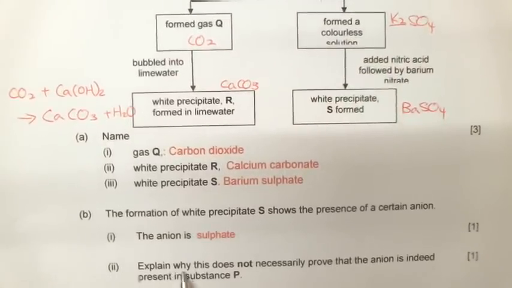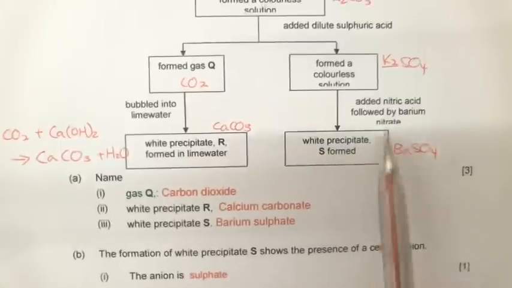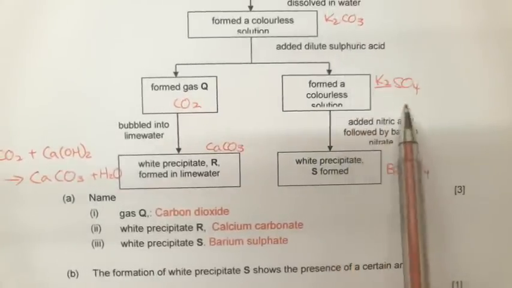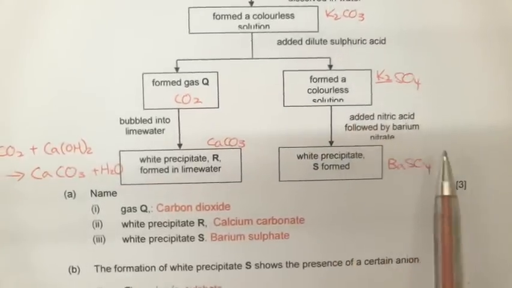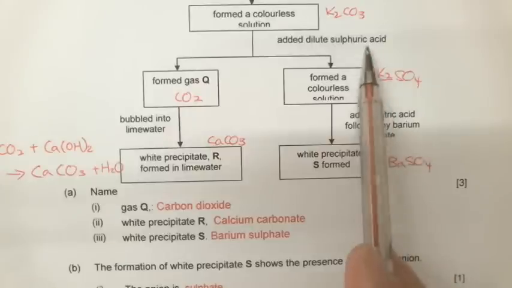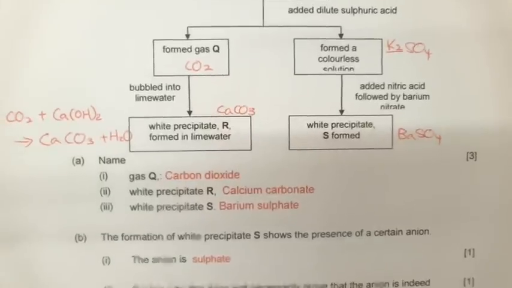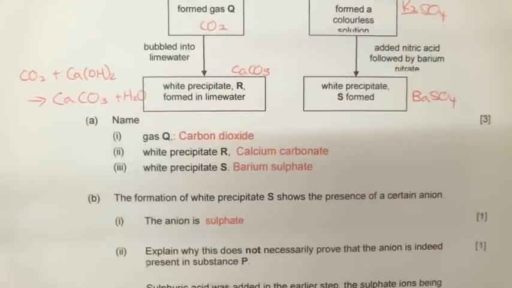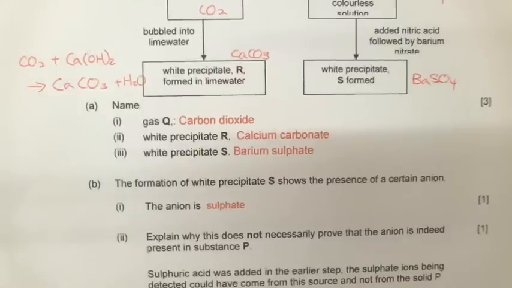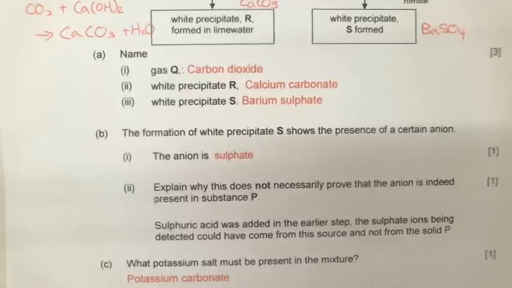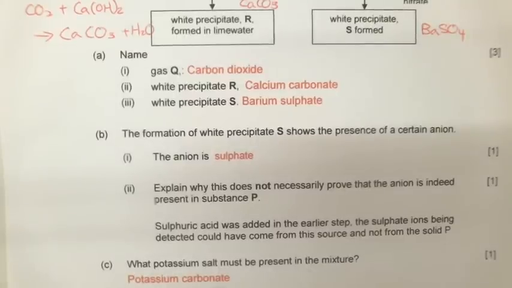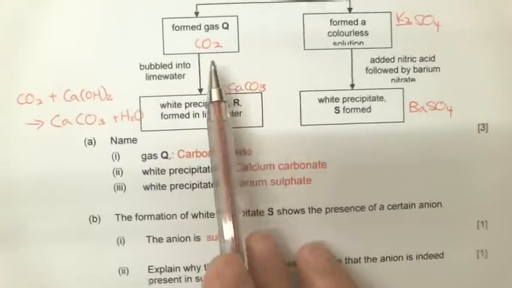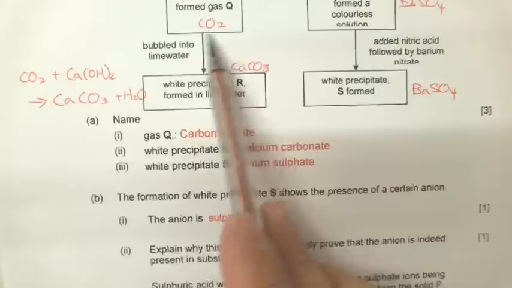Now I'll explain why this part is not necessarily prudent. It's because you use sulfuric acid over here. So this sulfate could have come from the unreacted sulfuric acid, and we need to do further tests to prove that. But what must be present in the mixture? Potassium carbonate, because of the carbon dioxide gas being produced. If there's no carbonate, there will not be any carbon dioxide produced.